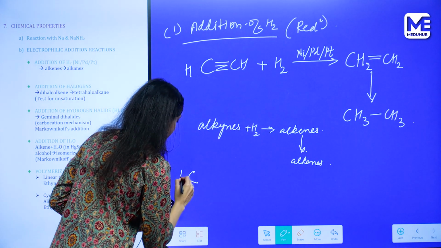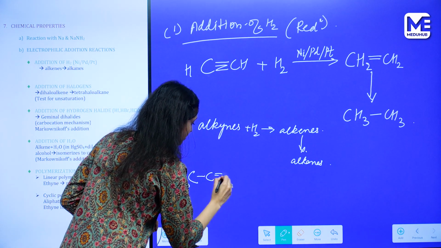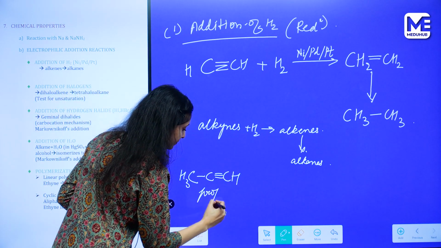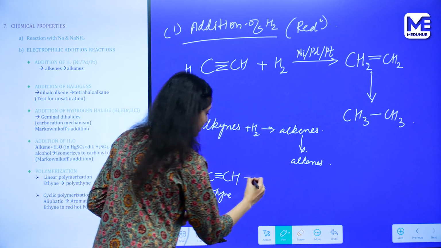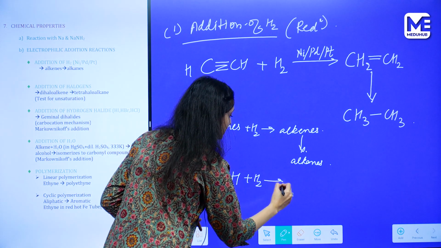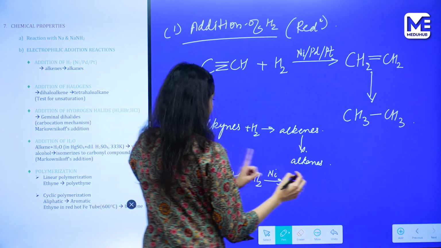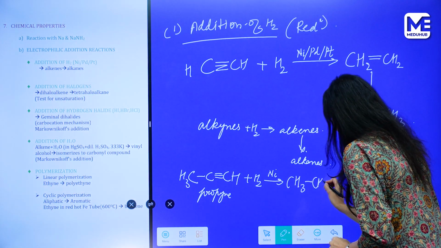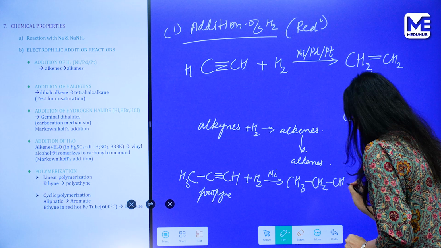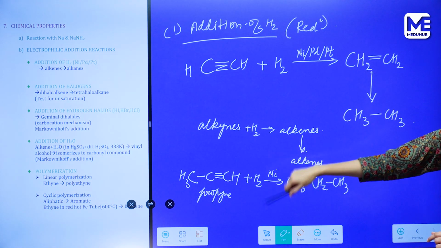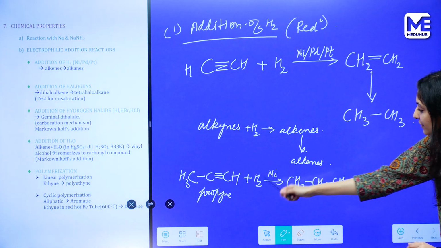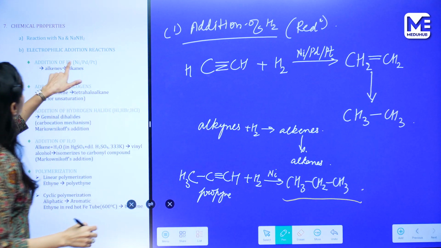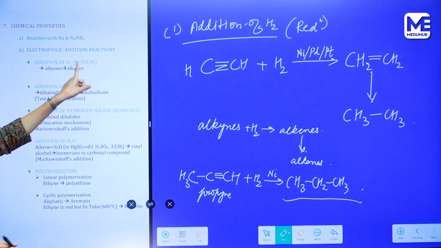If we have a propyne, we add hydrogen to it in the presence of say nickel. Finally, we will get propane as the product. And before that, we will get a propene. Further adding hydrogen, we will get a propane. So this is the addition of hydrogen which gives alkenes and then alkanes.